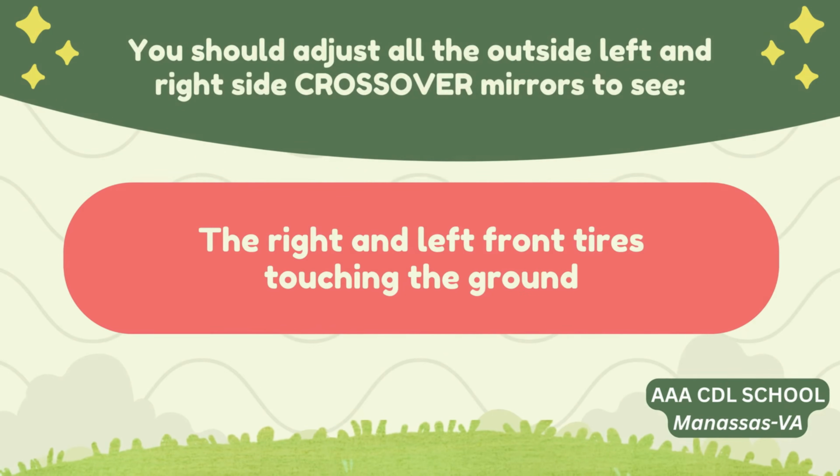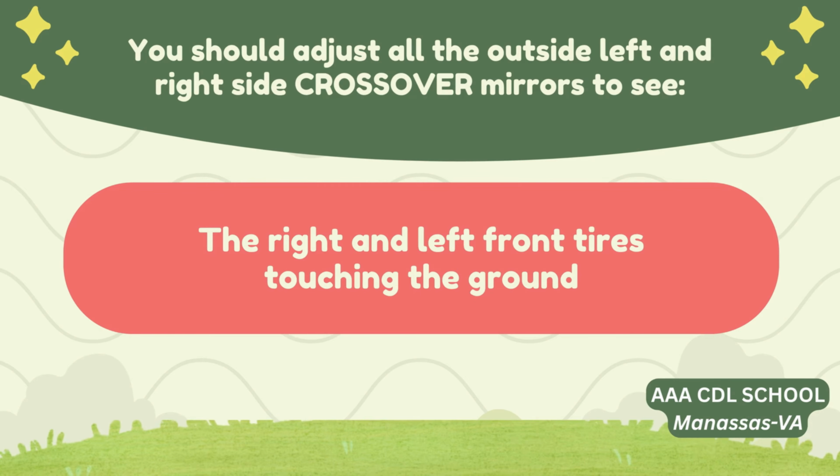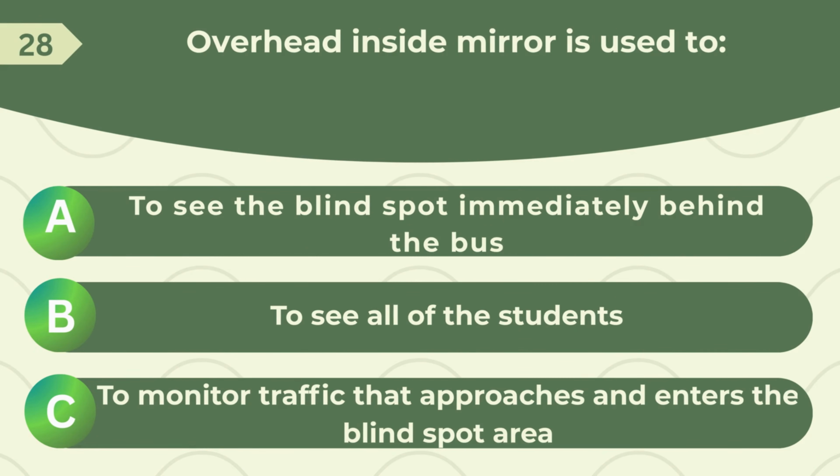Correct answer: the right and left front tires touching the ground. The overhead inside mirror is used to: A. See the blind spot immediately behind the bus. B. See all of the students. C. Monitor traffic that approaches and enters the blind spot area.